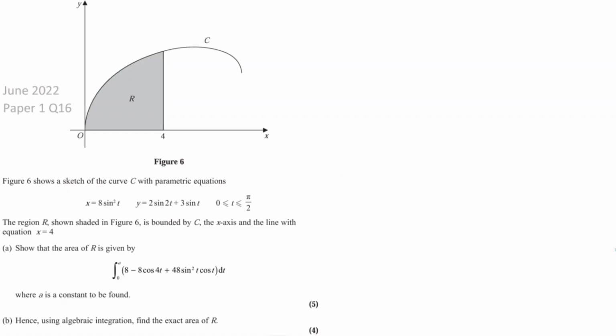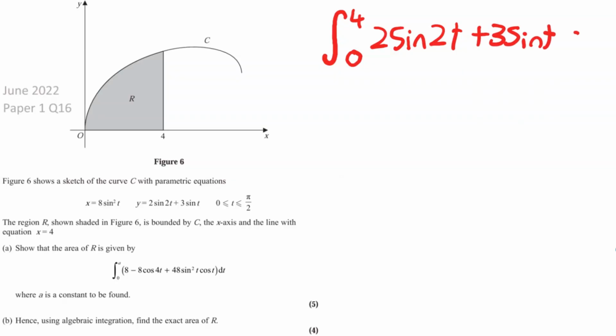Okay, so let's set up the original integral. It's going to be the integral between the lower limit of 0 and the upper limit of 4 of y, which is equal to 2 sin 2t plus 3 sin t, and at the moment this is for dx. So remember the two things we need to do.